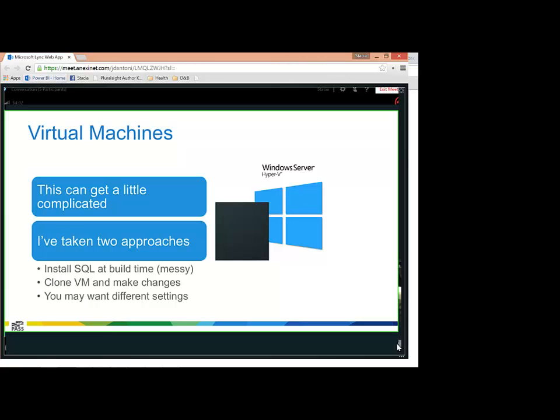After that, SQL Server is actually pretty happy with that, except SQL Server thinks its name is the old server name. So what you'll have to do is run sp_dropserver and sp_addserver to give it the new server name. And you can automate that at build time.